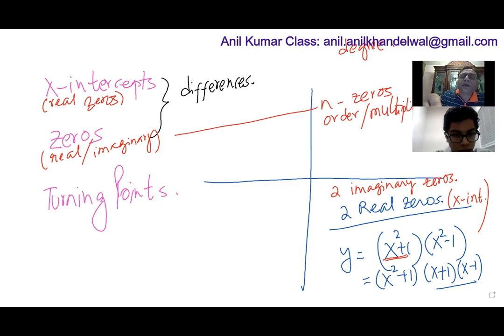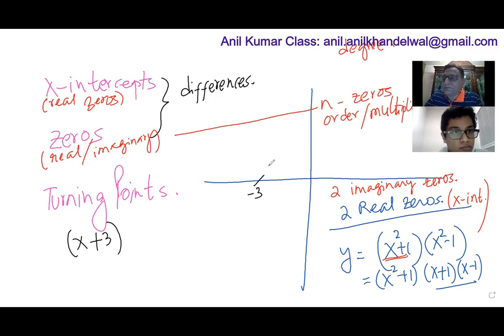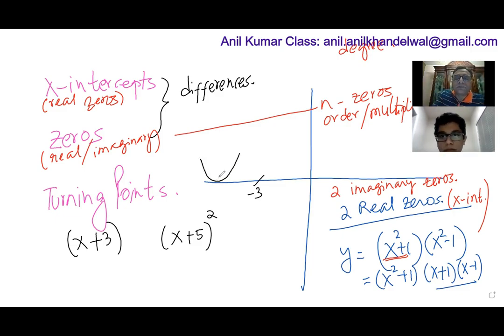Now let's get to this point. If I have the term, let us say, x plus 3, in that case, at minus 3, I have a linear zero. Do you see that? It will cross the curve like a straight line at minus 3, right? However, if I have the term x plus 5 whole squared, it really means that at minus 5, it will be like a parabola. Do you understand? So it is of order 2 or multiplicity 2. The behavior is a turning point on the x-axis itself.